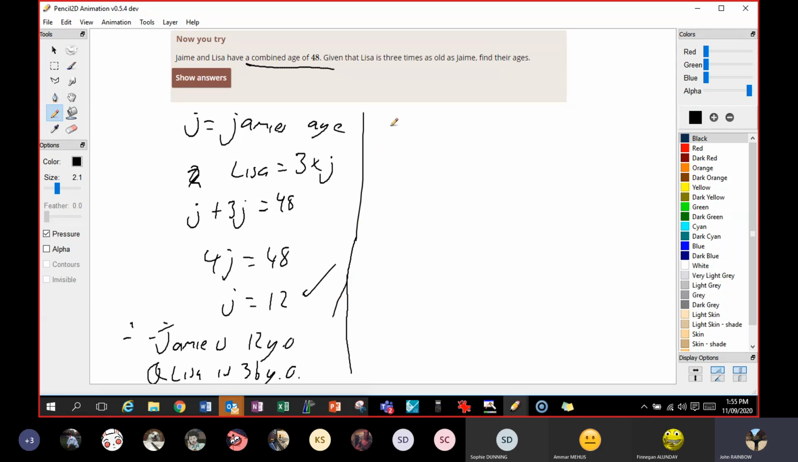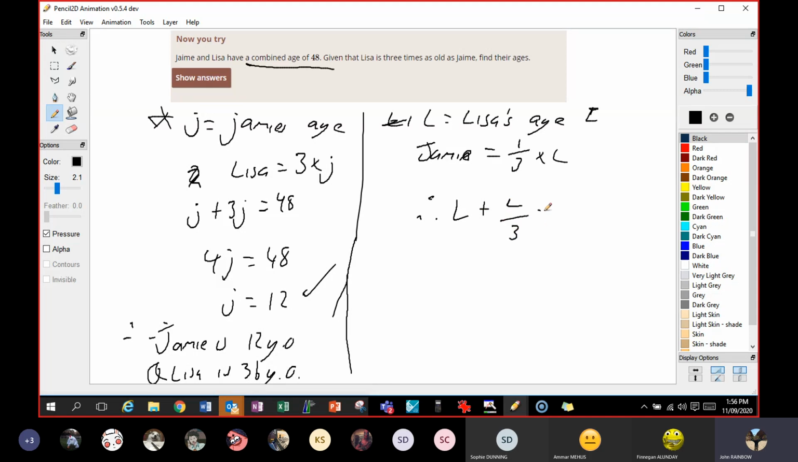Now, another way you could have done it is some people might have gone, and that would be the easier way, okay? Some people might have gone, let Al equal Lisa's age. That's fine. Al. What's Jamie's age then? So Jamie is how old? Well, if Lisa's 3 times as old as her, that means Jamie would be a third. So therefore, Jamie is a third of Al. So therefore, I know when I add them together, I'm going to have Al plus a third of Al would look like this. Al on 3 equals 48.